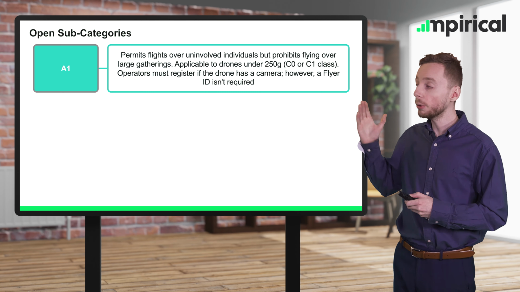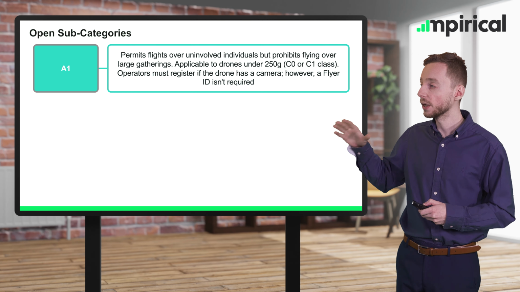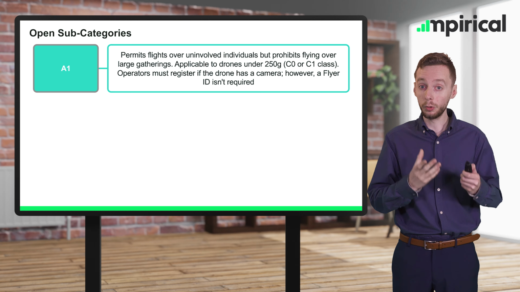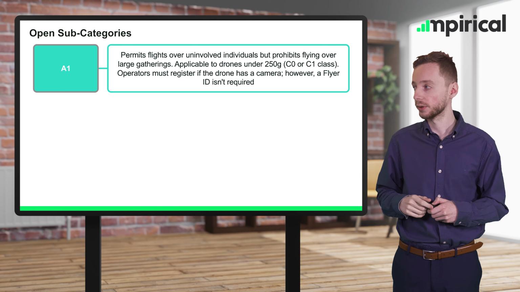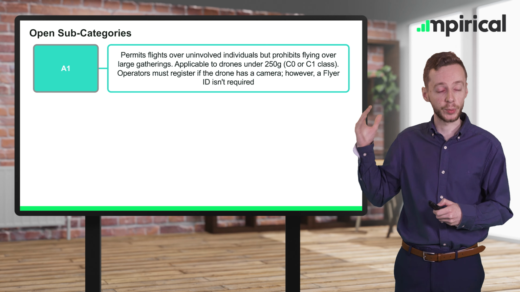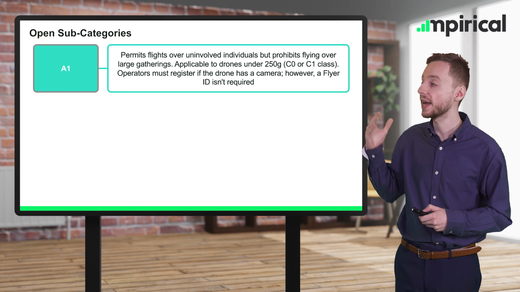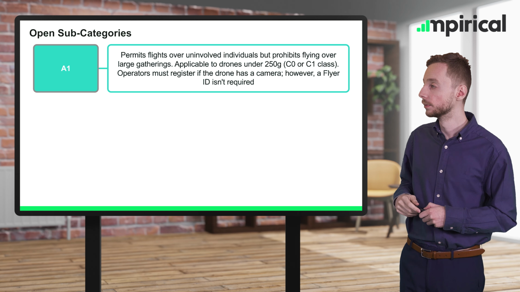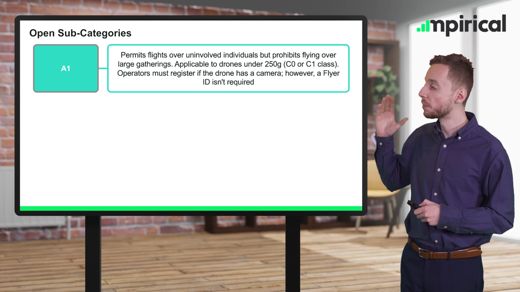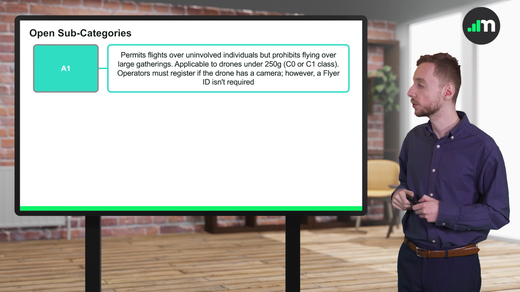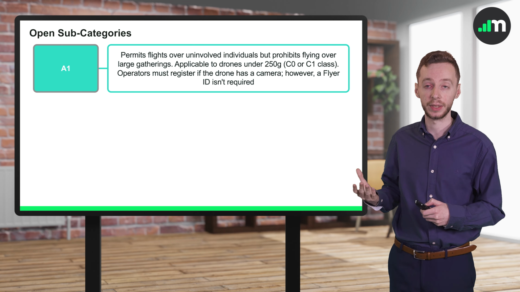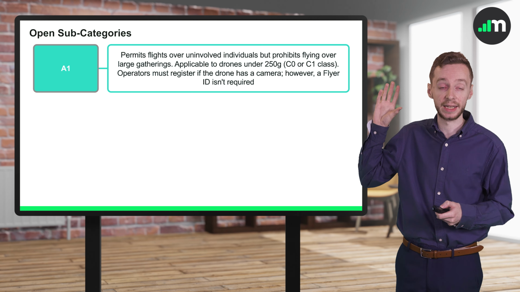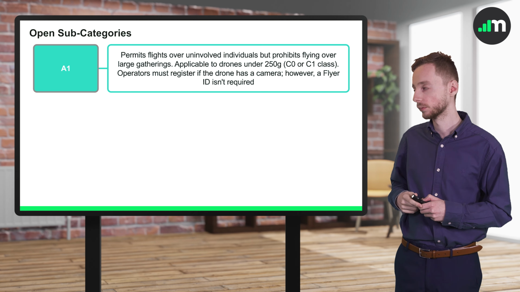Now, on top of UAV categories, we also have what we call open subcategories. So we initially explored the open group of UAV categories. Within that, we have 3 different subcategories, which are A1, A2, and A3. So A1, as it specifies here, permits flights over uninvolved individuals but prohibits flying over large gatherings. So we'll have a specific category of drones which are going to be residing within the A1 subgroup.